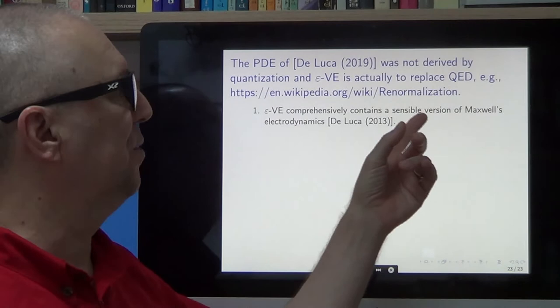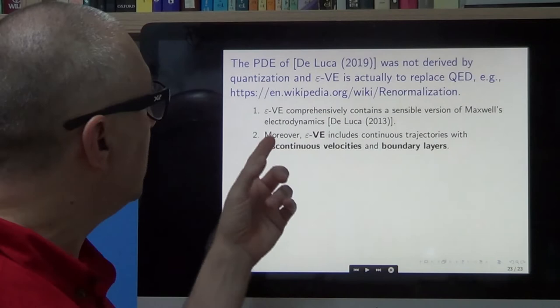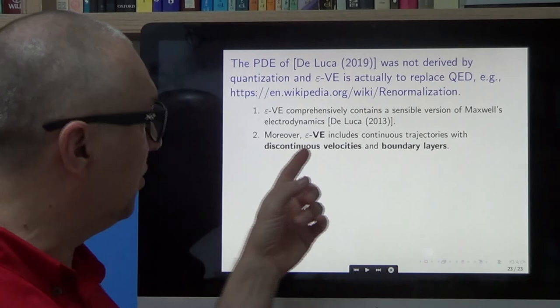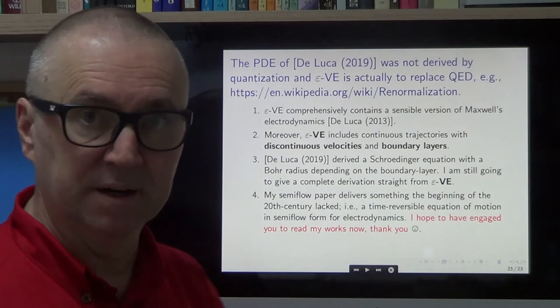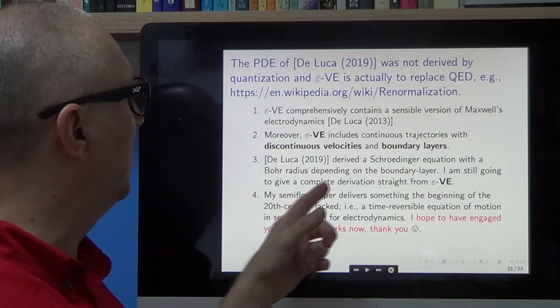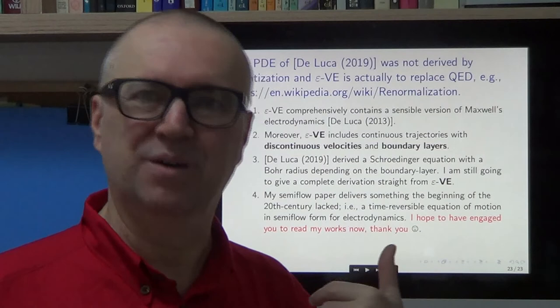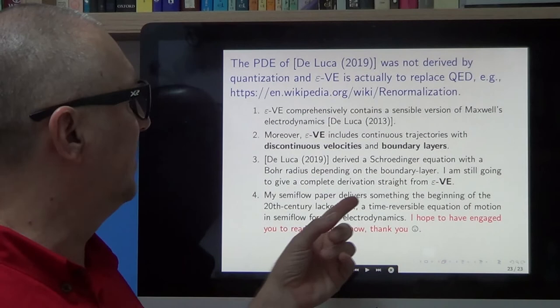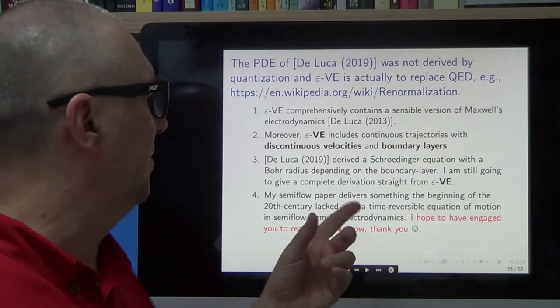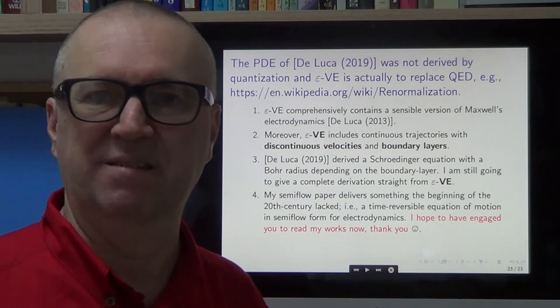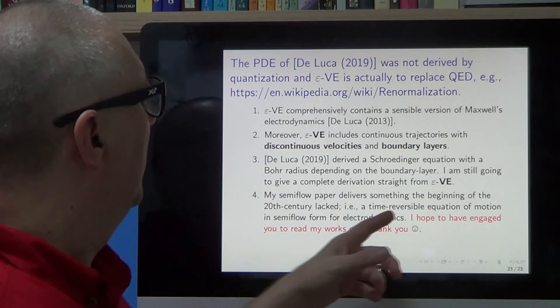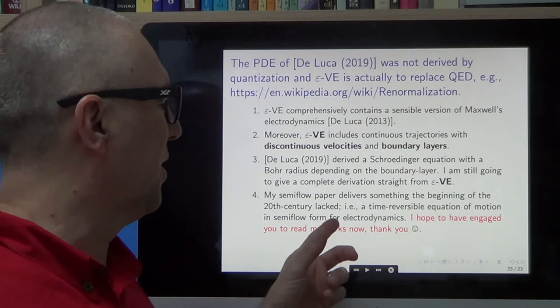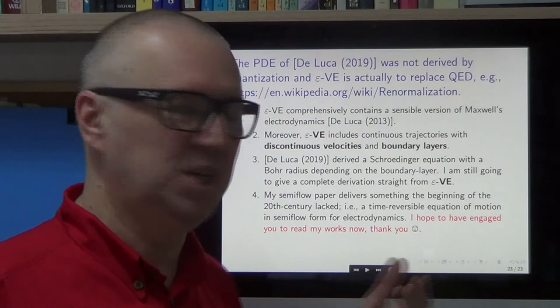Epsilon VE comprehensively contains a sensible version of Maxwell-Lorentz. You can see it here. Moreover, epsilon VE includes continuous trajectories with discontinuous velocities and boundary layers. In my 2019 paper, I derived the Schroedinger equation with a Bohr radius depending on the boundary layer, which I estimated using a criterion. I am still going to give a complete derivation straight from variational dynamics. It's hard to calculate the boundary layer, okay? My semiflow paper delivers something the beginning of the 20th century lacked: a time-reversible equation of motion in semiflow form for electrodynamics. They didn't have it. It was with the divergent Lorentz-Dirac equation. Okay, I hope to have engaged you to read my works. Now, it was just an appetizer, okay, to engage you, and I thank you.